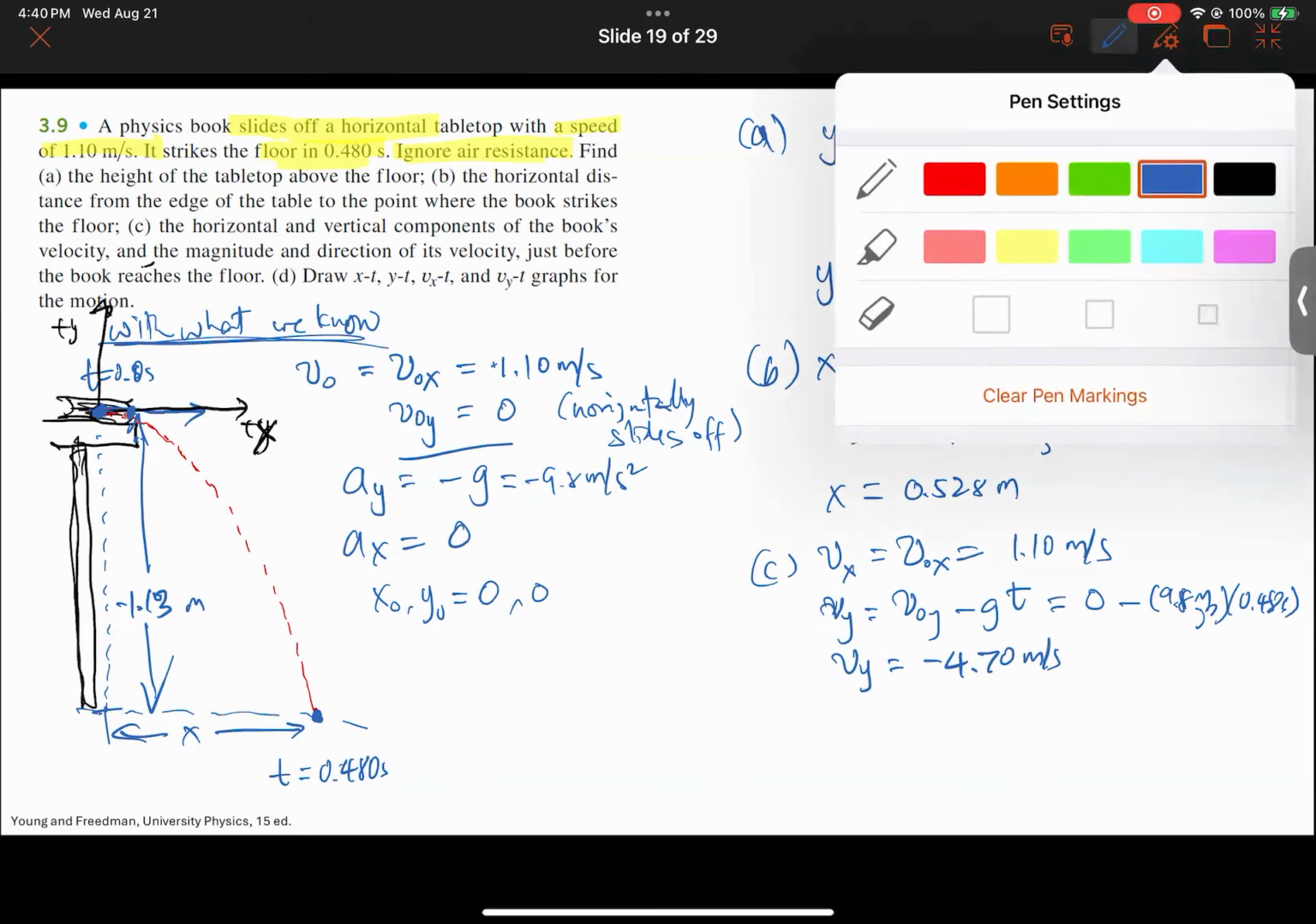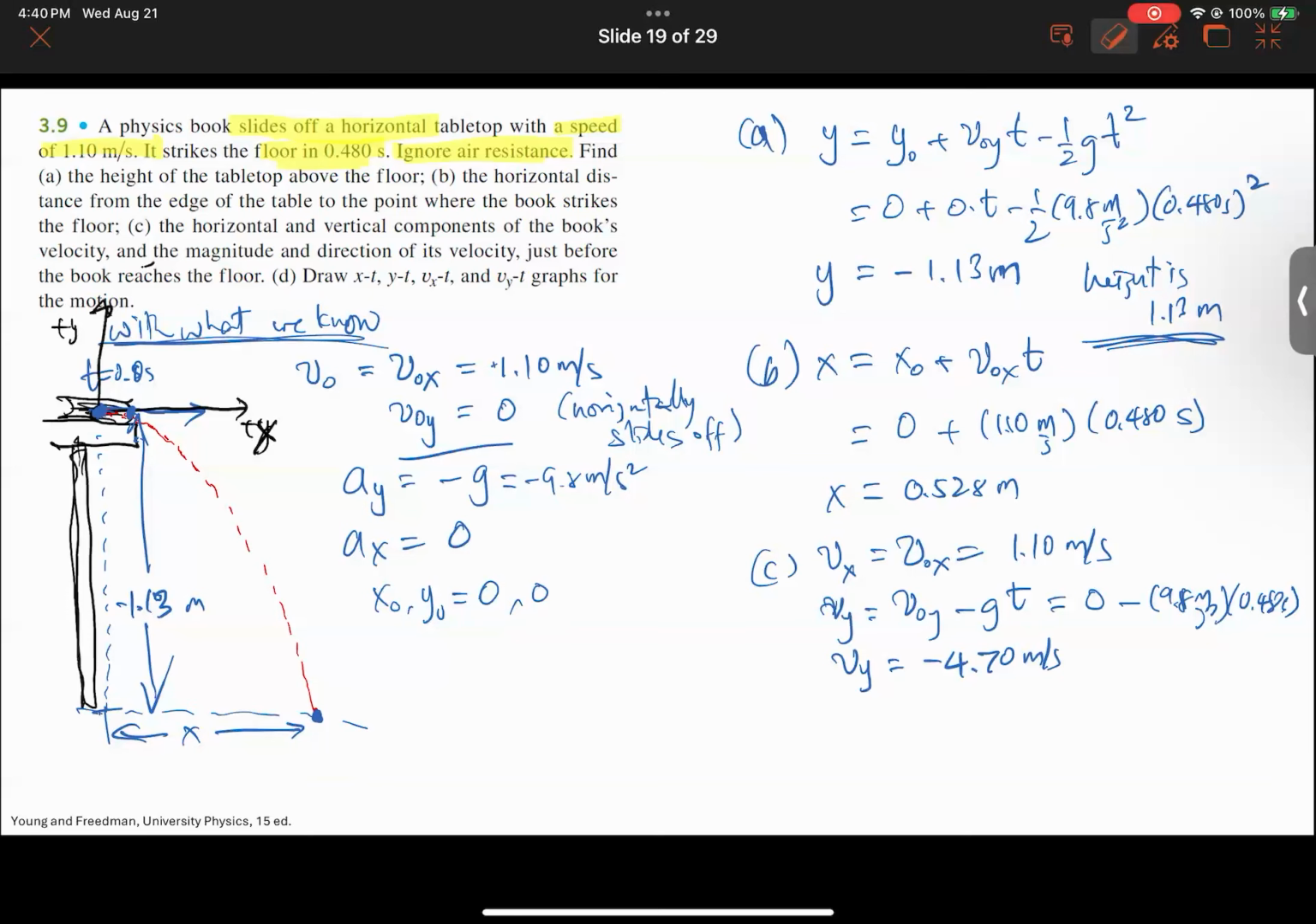So at this point, meron kang velocity na 1.10 meters per second, and then velocity na negative 4.7 meters per second. Okay, so yan yung components ng velocity. Okay, so approximately, yan yung difference in lengths.